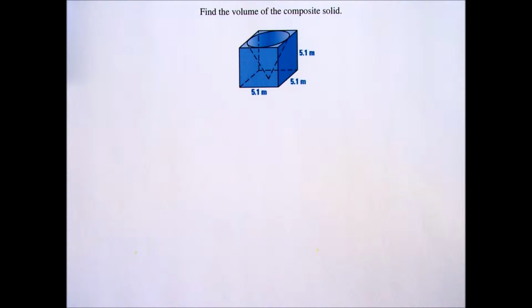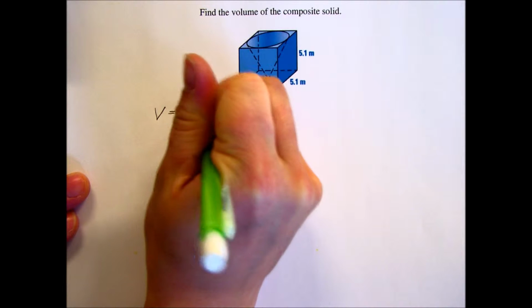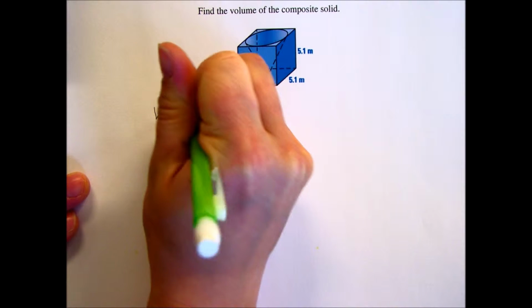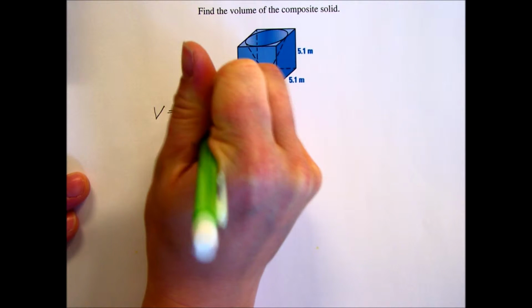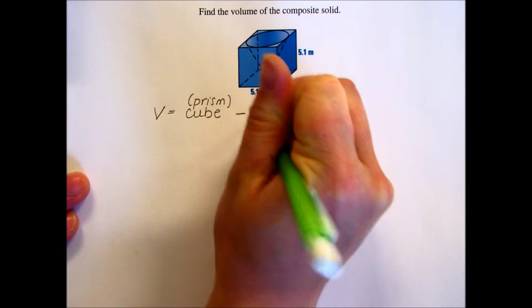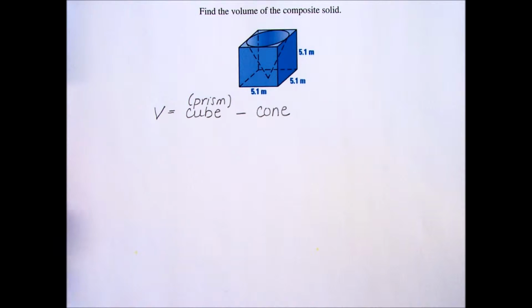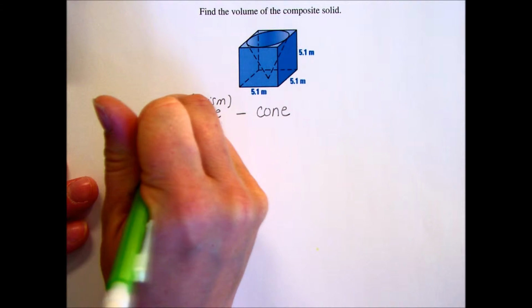Alright, so what we're looking at in this composite solid problem is a cube, which you can think of as a prism, and a cone, and we're trying to find the volume. So in order to do that, you're going to take the total volume of the cube and subtract out the volume that you find the cone to be. And what you have left will be your final answer, the total volume of this composite solid. The cone is being removed.